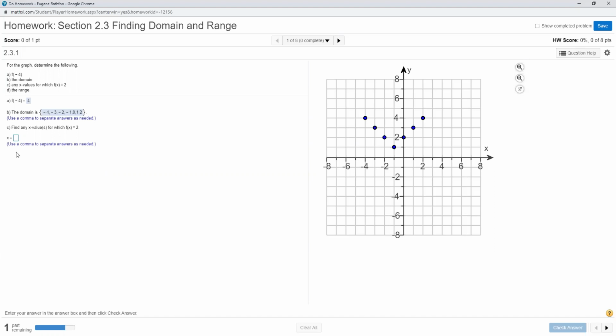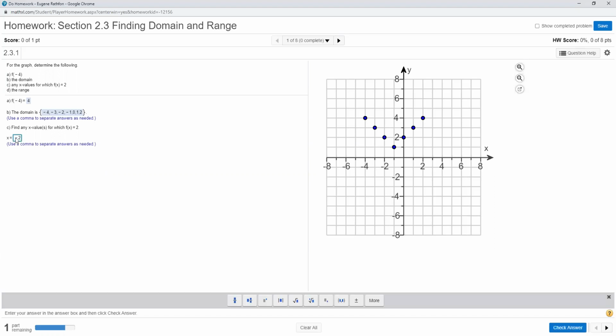So you would do the same thing, use a comma, put in -2, comma, and then this one also has a y value of 2, and it's on the x value of 0. So notice the difference. If they give you f of -4, they're giving you the x value and you're finding the y value. If they say what x is for which f of x equals 2, they're giving you the y value and they want you to give them the x's on that, okay?